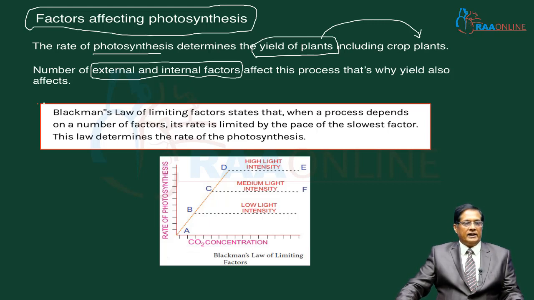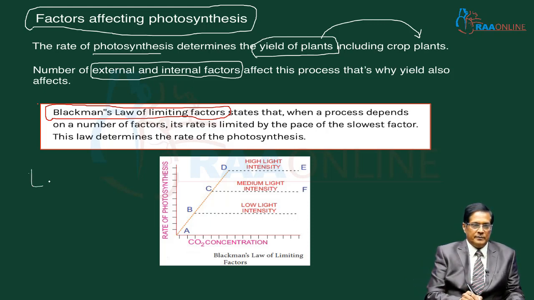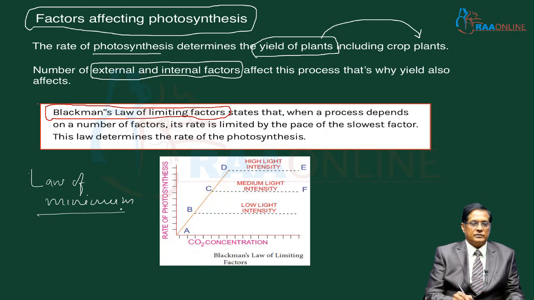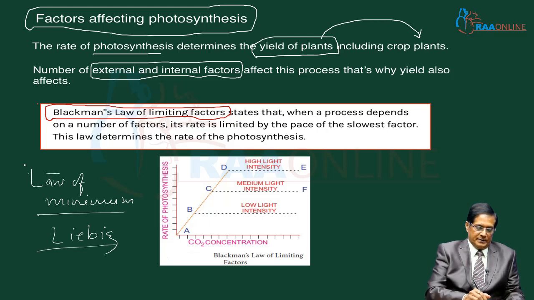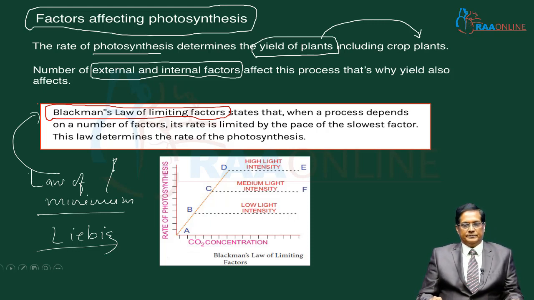Before starting the factors, a law is applied in photosynthesis, that is Blackman's law of limiting factor. Blackman's law of limiting factor, and this law is based on the law of minimum. Law of minimum was given by Liebig. Blackman's law of limiting factor is a modification of the law of minimum.